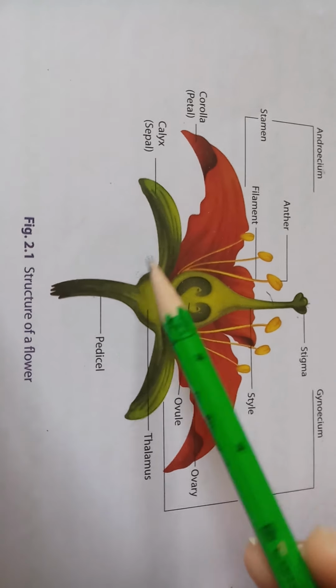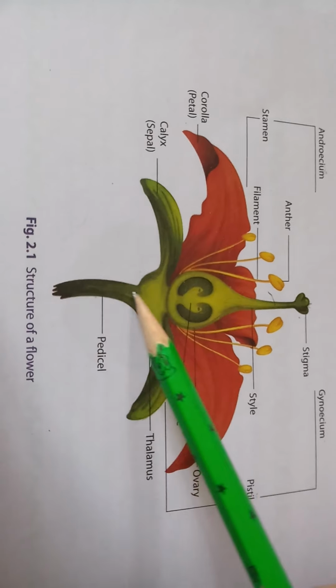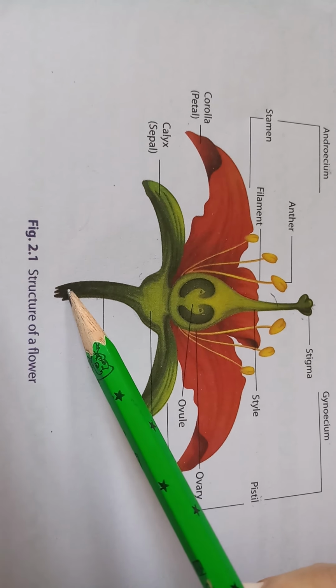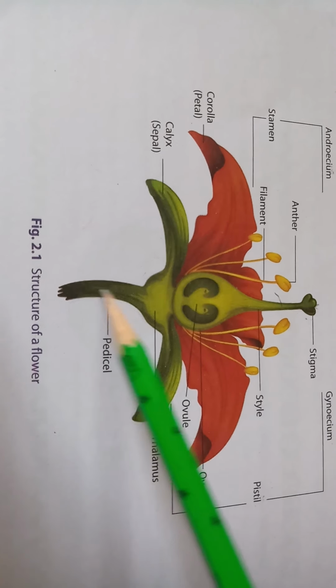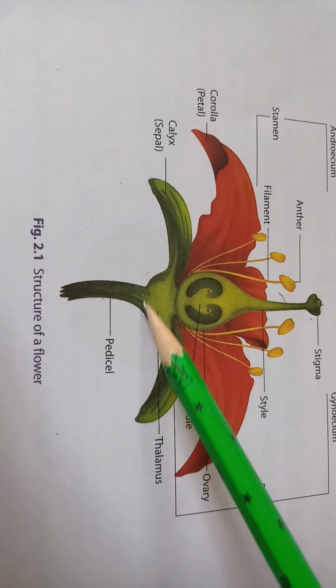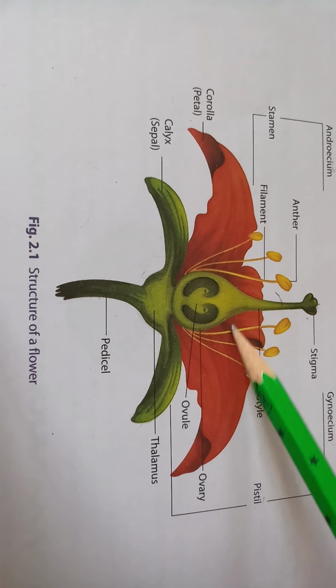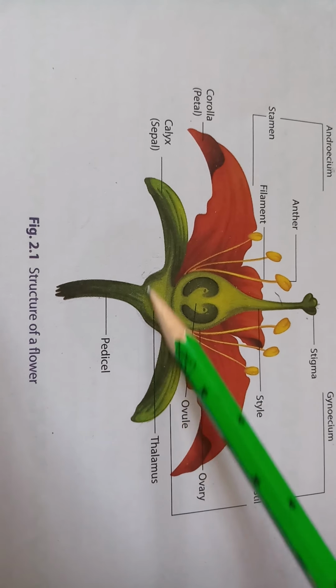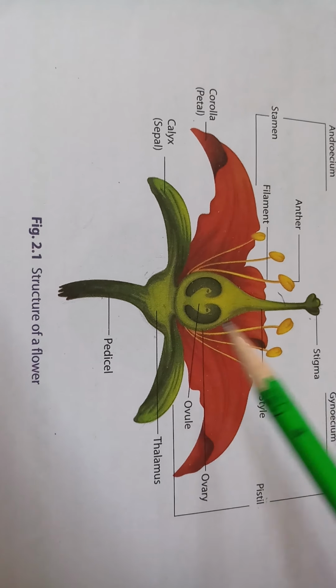So we will begin with the stalk which attaches the flower to the shoot or the stem of the plant. So this is known as pedicel, whereas this part that you can see on which all the four whorls of the plant are based, this part is known as the thalamus.